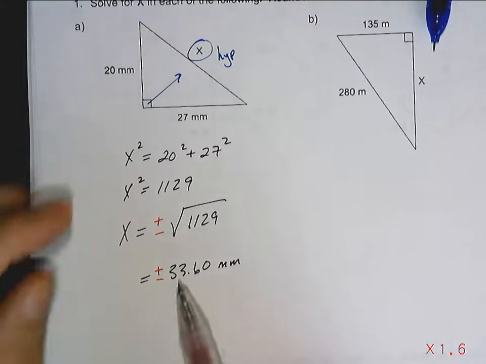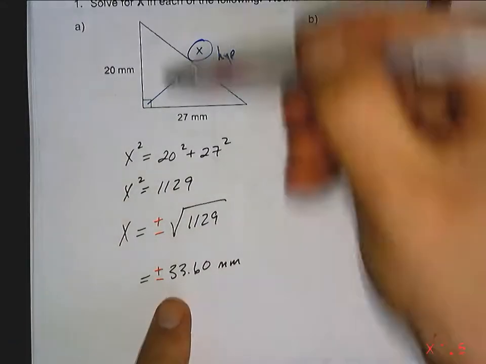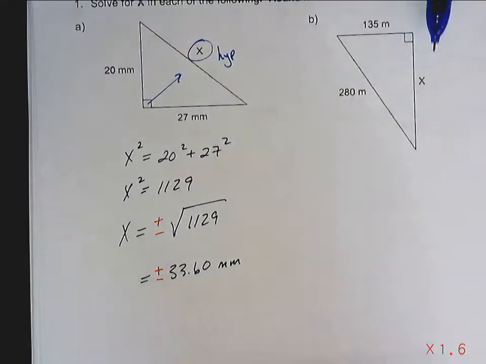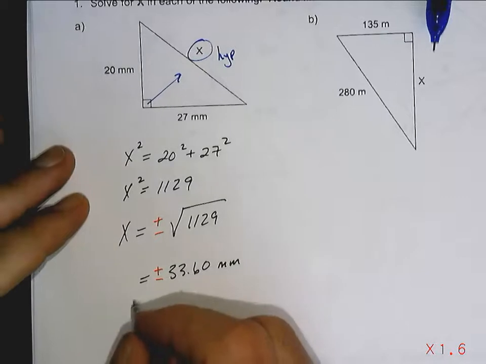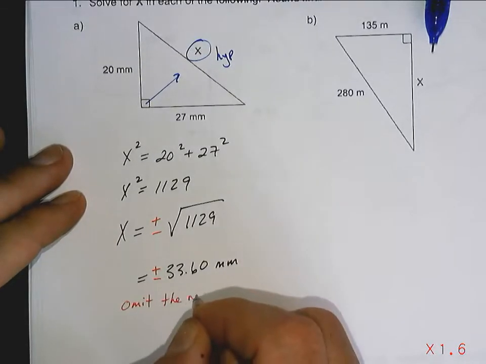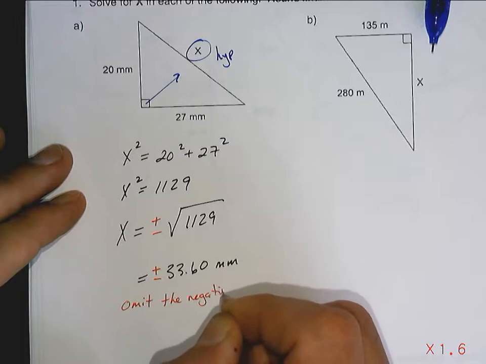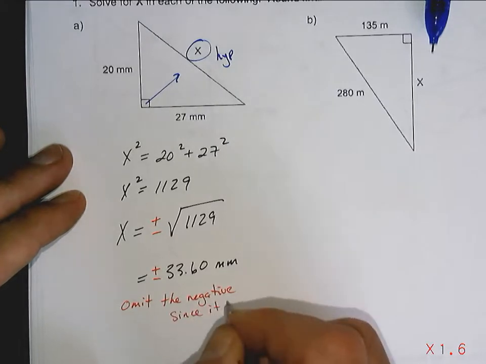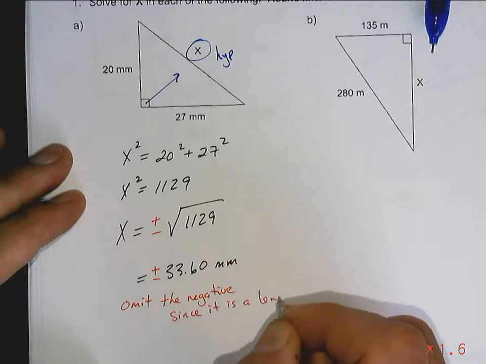And so I'm going to first say to you, does it make any sense that we could have a length that's negative? And you're going to say no, there isn't. There's no way we can have a length that's negative, and you're going to be right. So we're going to forget about it. We're going to get rid of that answer. That answer is no good to us. The word for that in mathematics is omit. So you're going to omit the negative. And you're omitting it because it is a length. So since it is a length.